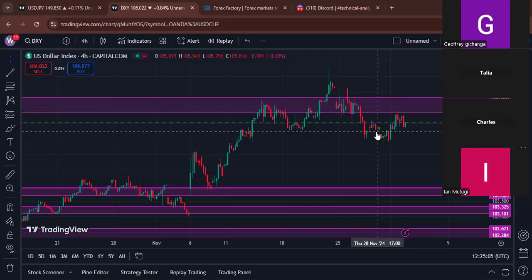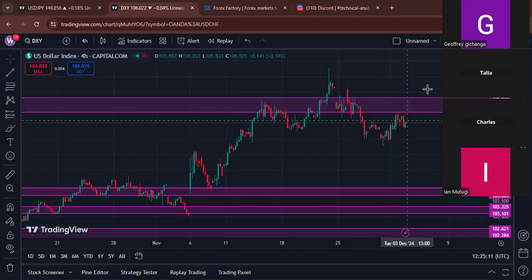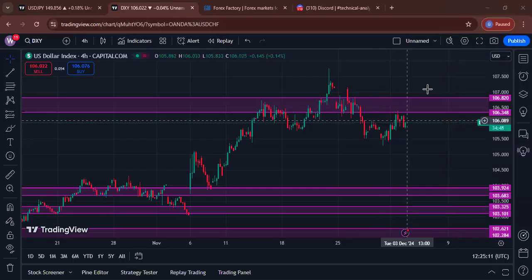Okay, so welcome back, guys. So I was mentioning something. We were looking at the dollar index. So we were looking at the dollar index before we had that.